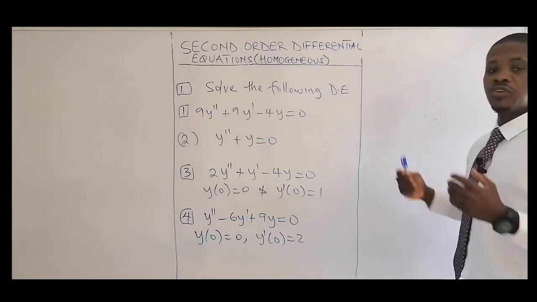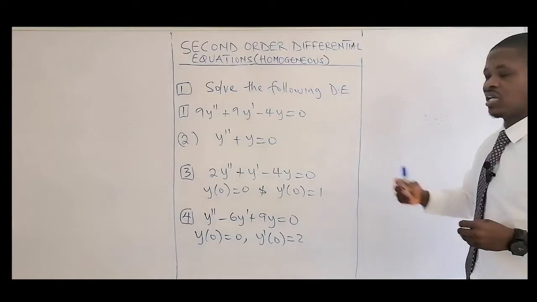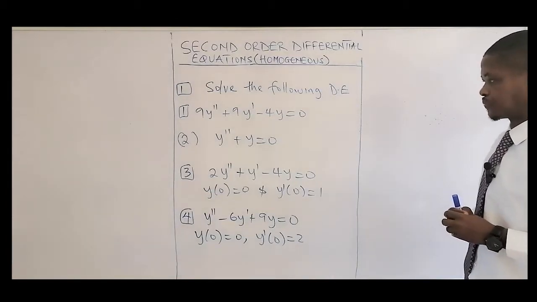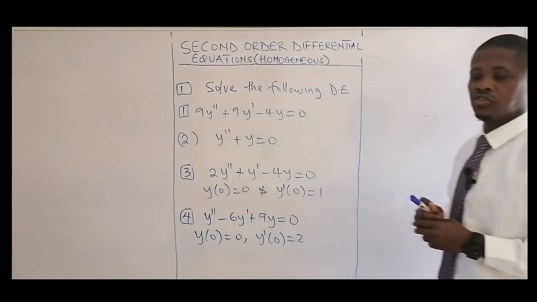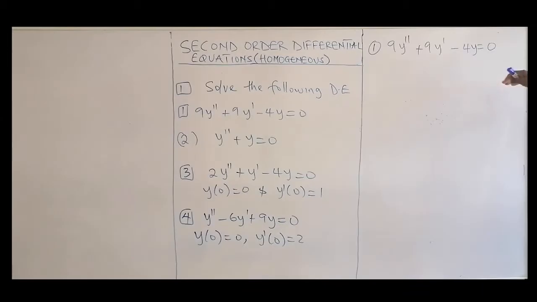Yeah, we are looking at the second order differential equation, and in this case, all the questions here are homogeneous. The order is two for each of them. So let's go straight to the solutions. Question one: this is what we have, equal to zero. This is homogeneous.